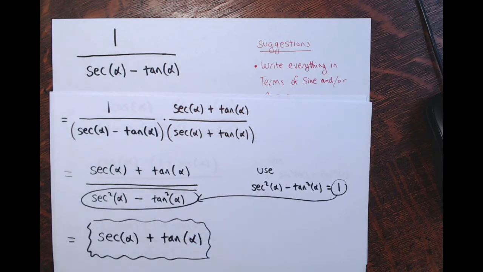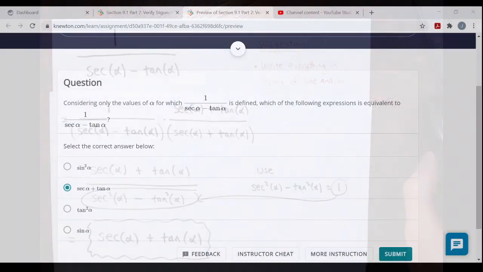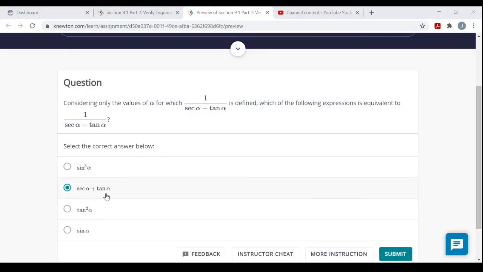And there we go. This is very simple. That takes a lot less writing than the first one. And that's exactly what I got before, secant alpha plus tangent alpha, but with a lot fewer steps, and it really depends on what you're able to see. This kind of stuff takes some practice.